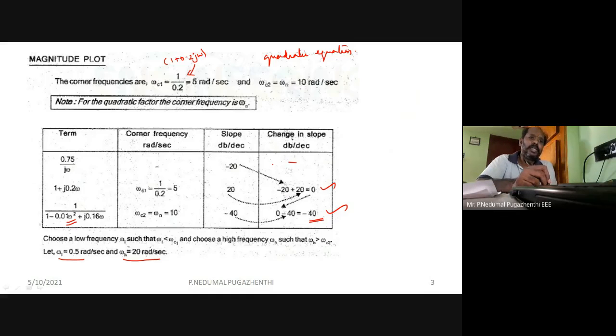So this is how your first part has been done, and using this table and the corner frequencies available, we have to find the values of magnitude. So if you choose omega equal to omega L, which is 0.5 radians per second, 20 log of the first term, 0.75 by j omega, is 20 log of 0.75 by 0.5, which will give you 3.5 decibels.